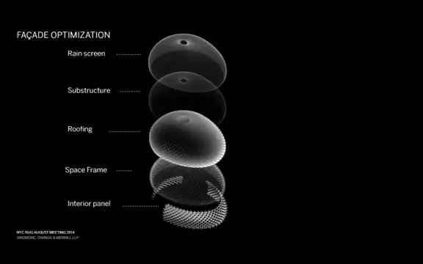unique. So to just make this a little more challenging, this is a multi-layered system. So we have a rain screen with those ellipsoid panels on top. Obviously, we have substructure. We have some roofing panels that are all triangulated, and then we have a space frame and relatively elaborate interior panels made of GFRC.